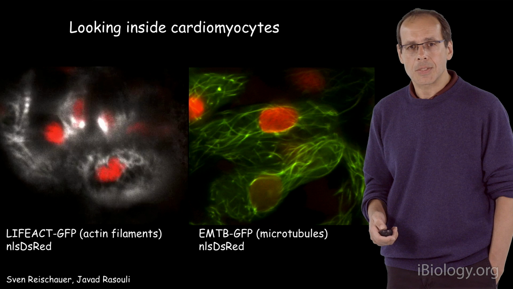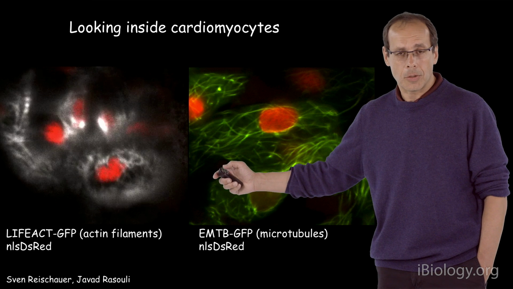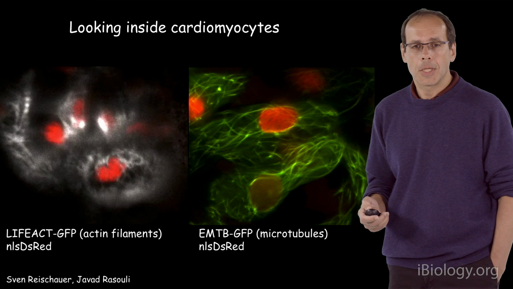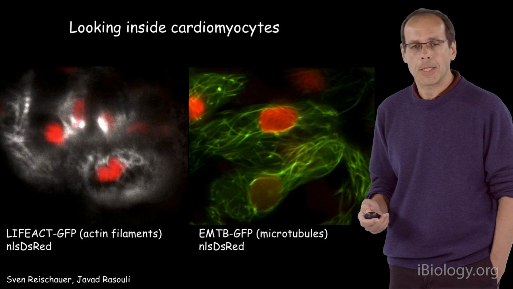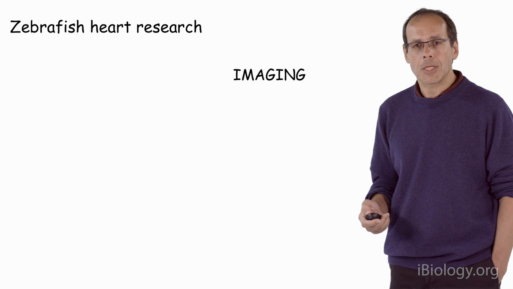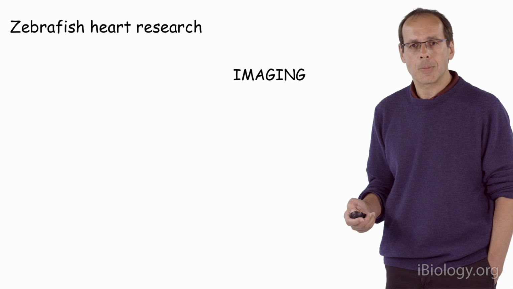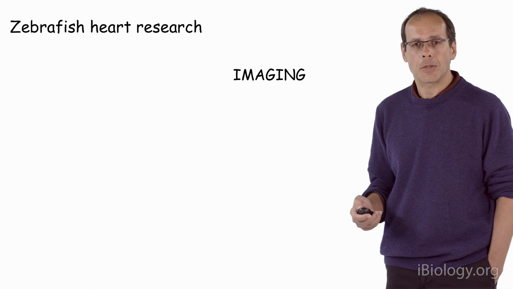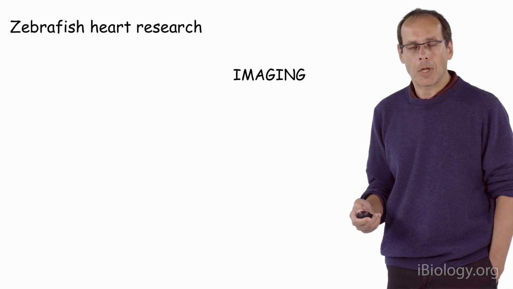Of course, we also want to look at these organs in three dimensions and with time, but also at a single cell level. So, for example, we and others have generated transgenic lines where one can look at the actin filaments here on your left, or the microtubules here on your right. We'll be coming back to this actin filament transgenic line in the second part of this series. As I said, imaging has been a key tool for zebrafish heart research, not only in terms of visualizing the events that are occurring, but also in leading to hypotheses that can then be tested either genetically or embryologically.